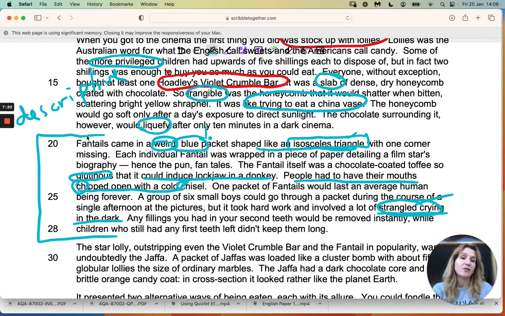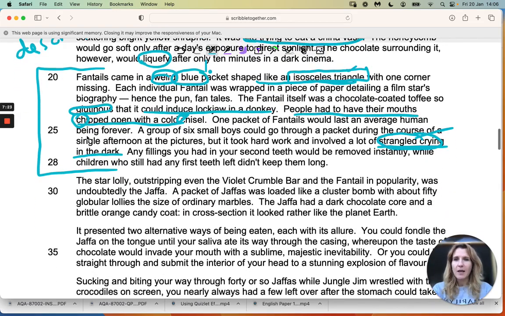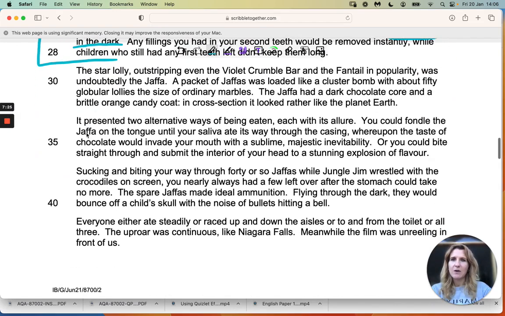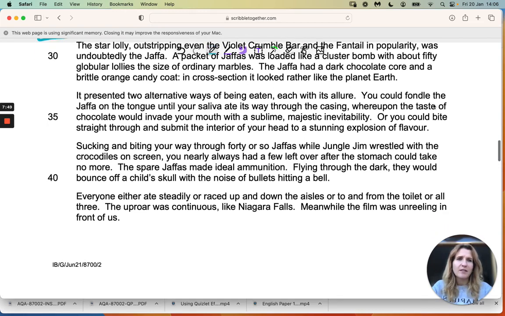The second one, it describes it as amazing. Okay, let's go down. The star lolly, outstripping even the violet and crumble bar in popularity, was undoubtedly the Jaffa. Oh, we know Jaffa cakes, don't we? Cluster bomb, about 50 globular lollies. Maybe that's a different Jaffa. Jaffa had a dark chocolate core. Oh no, bitter orange candy coat. Still does that, doesn't it? In the cross section, it looked rather like the planet Earth. So not particularly yummy. So we've got another simile that isn't that appetizing.